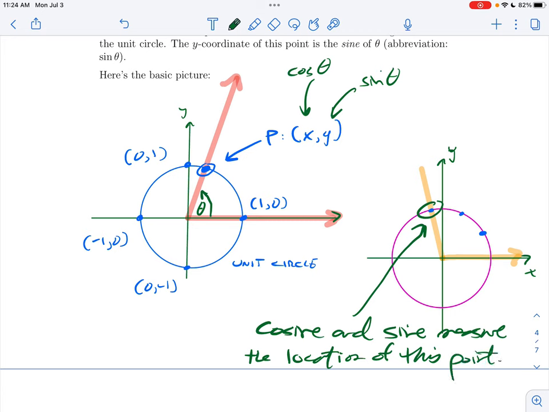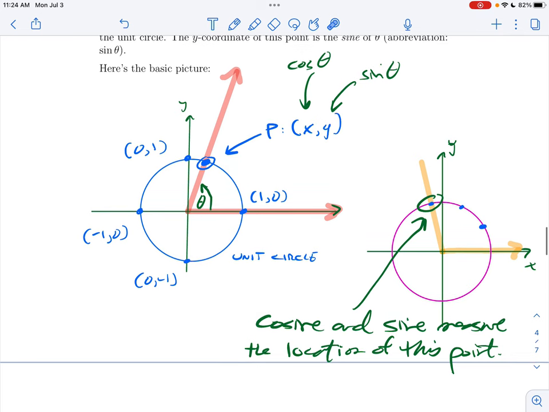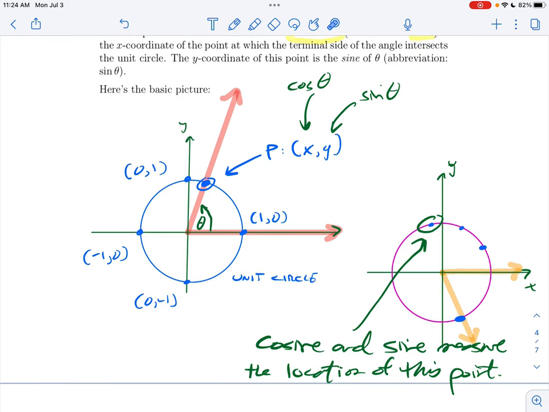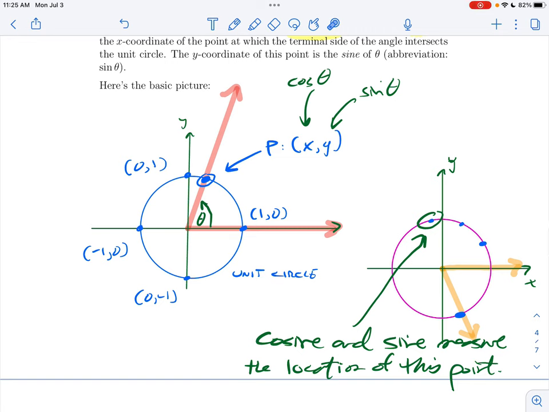And the location of that point is related to the angle. If I tell you what angle to draw, you draw the angle, you can visualize where this point is, and knowing where that point is tells us something about the angle. If I know the angle, I know where this point is. Imagine I just said, oh, I want this point. Well, then you can say, oh, then I want to draw my angle to look like this. So there's a correspondence between what the angle looks like in standard position and where this point is on the unit circle. If we know one, we know the other. And cosine and sine are just measuring where that point is. So I'm going to pause right now, and in the second part of this video, we'll actually try thinking about the values for cosine and sine.